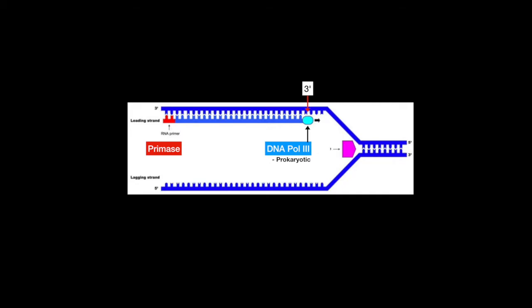DNA can only be synthesized on an existing ribose 3' hydroxyl. The enzyme primase makes an RNA primer to which DNA polymerase 3 can start replication from. DNA polymerase 3 is a prokaryotic polymerase that elongates the leading strand by adding deoxynucleotides on the 3' end. In the lagging strand, it will keep adding nucleotides until it reaches another RNA primer. This creates what are known as Okazaki fragments.